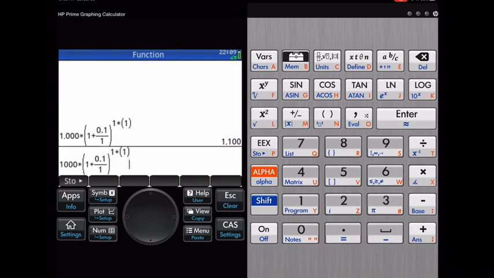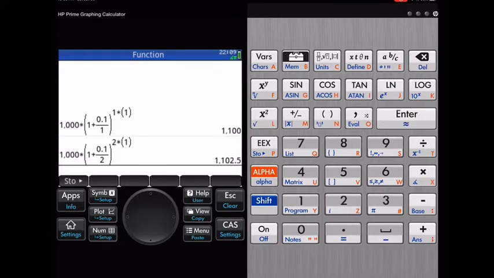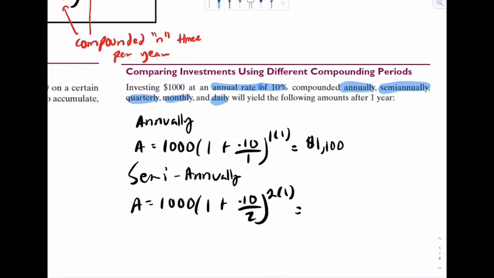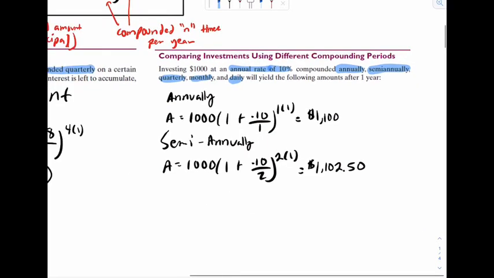So go to your calculator, and we're going to plug in 2's here now. 2, 2, and look at that. It's a little more money. $1,102.50. Meaning, if you compound semi-annually, you get about $2 more, which is pretty good, right? Because the interest rate is the same. So now let's do quarterly.